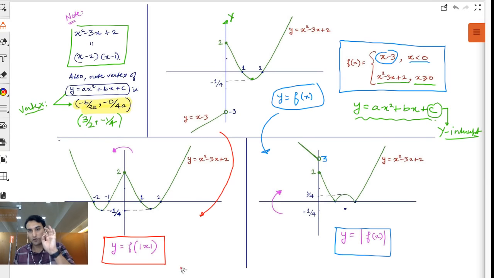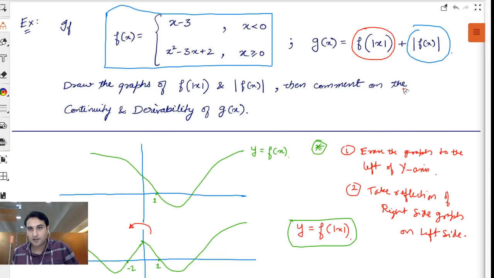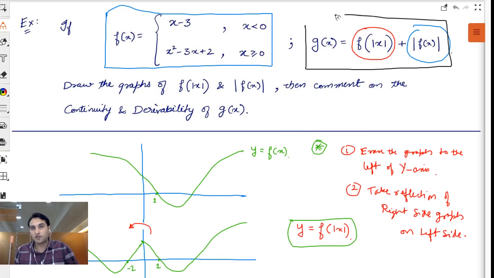Now, did this make sense? What has been made? Now we know mod fx. Now we know f of mod x. Now the question was to comment on the continuity and differentiability of addition of these two.